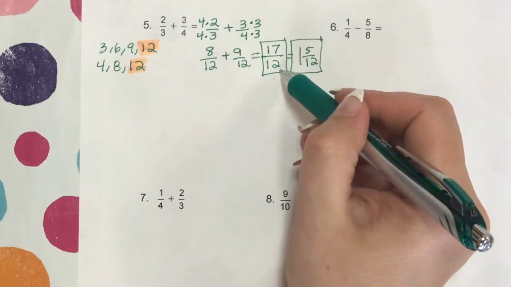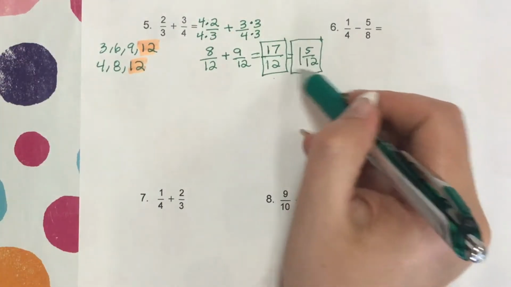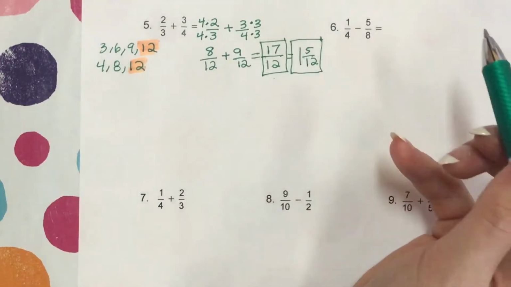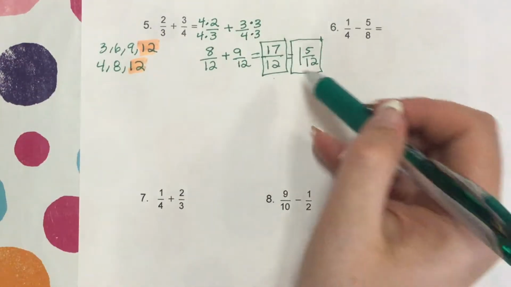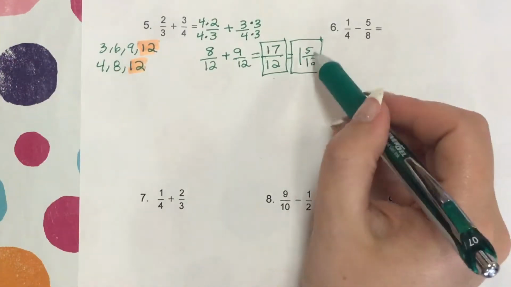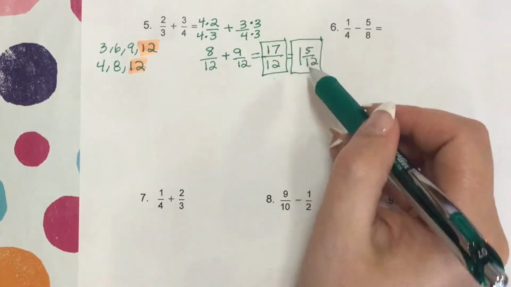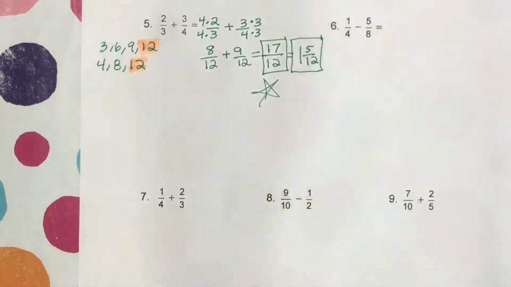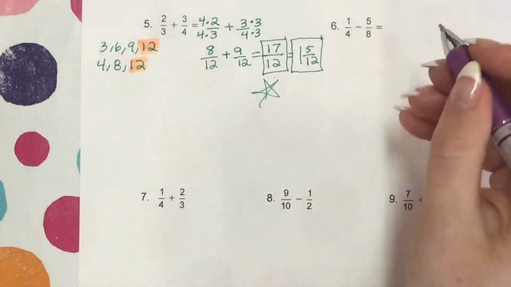Now, is this one we want to check real quick? Are these two in lowest terms? Are they in simplest form? Yeah, they are, because 17 is a prime number. And so there's no common factors between 17 and 12. And 5 is the same. So yeah, there we go. Those are our two answers. So if you got that right, great job. Okay, on to problem number 6.